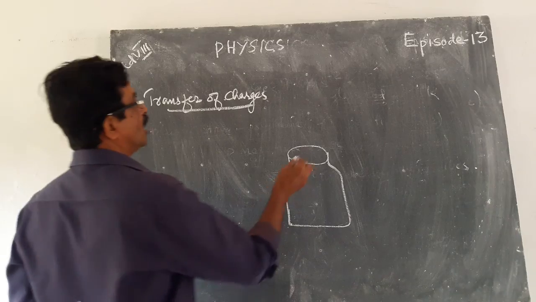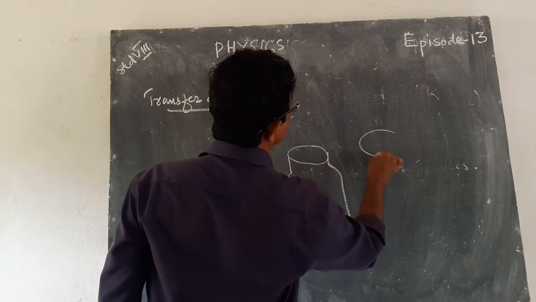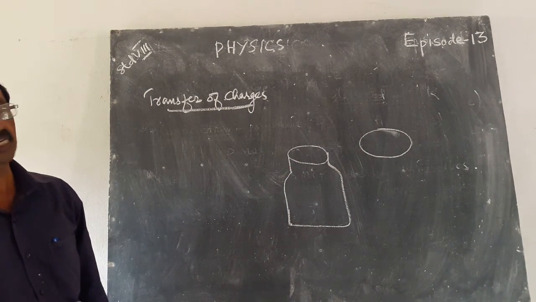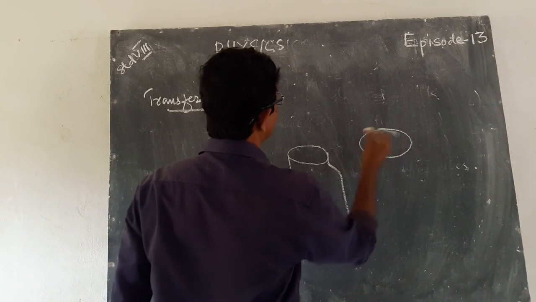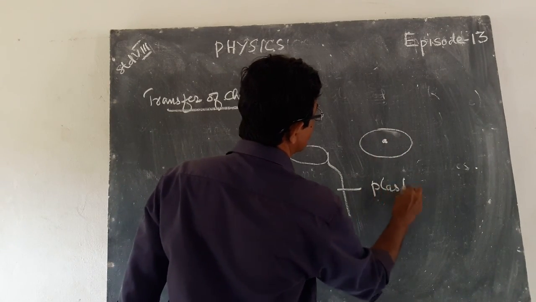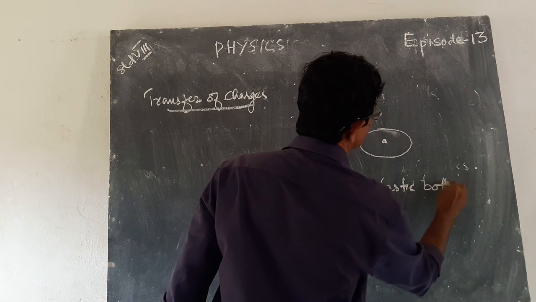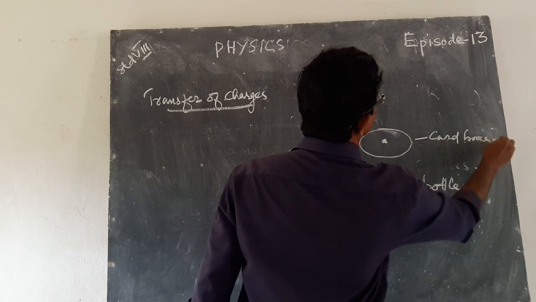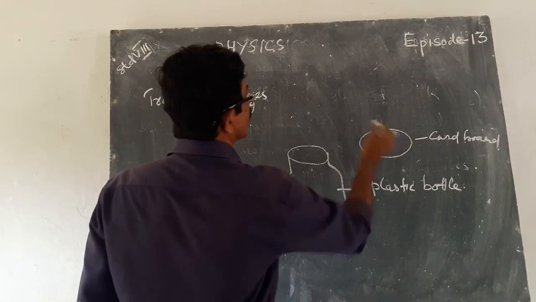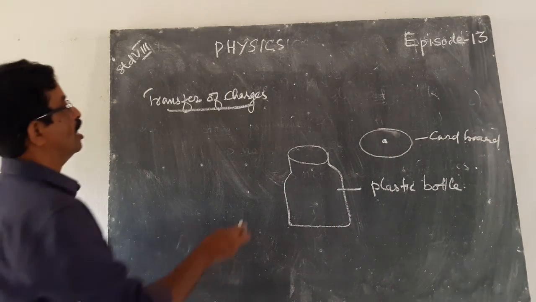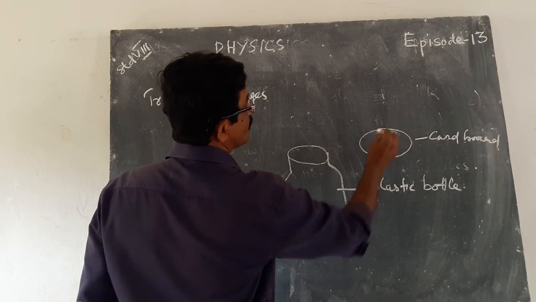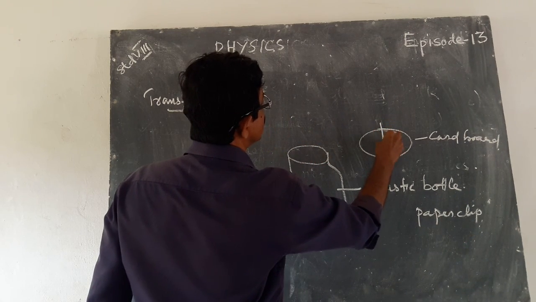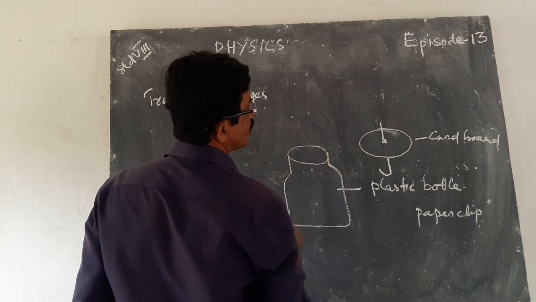And then cut a cardboard a little bigger than the mouth of this bottle. Then make a hole in this cardboard. Then through this hole pass a paper clip, and the other end is open.